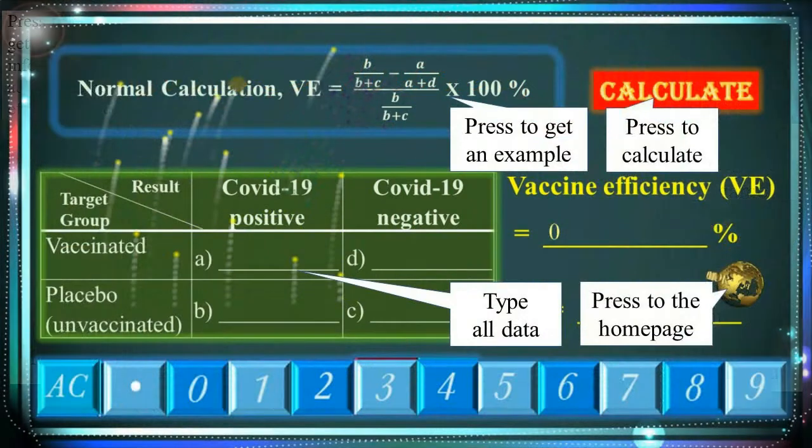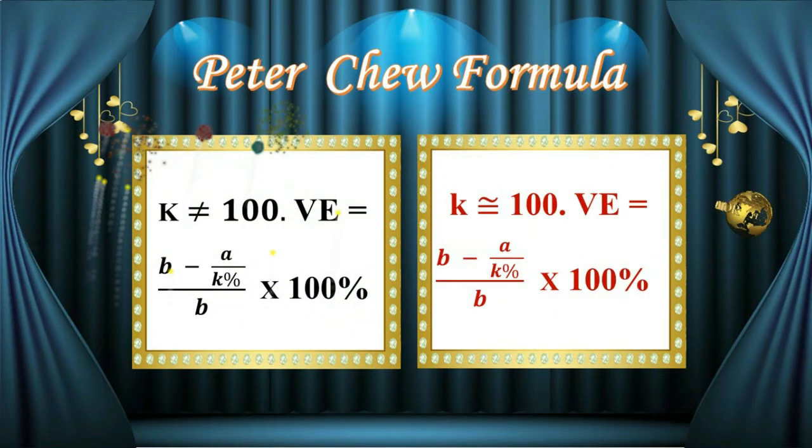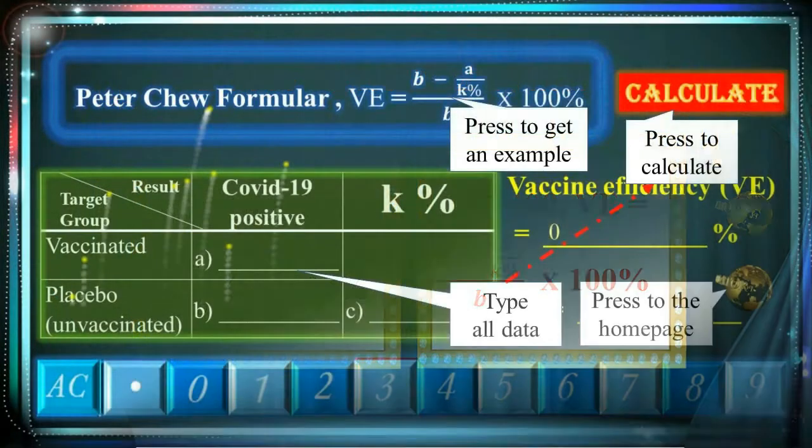For the normal calculation page, press the title to get an example. Press the PCET calculator logo to go to the homepage. After typing all data, press calculate. For the PCET formula page for calculating the efficiency of the COVID-19 vaccine, press the PCET calculator logo to go to the homepage. For the PCET formula page for calculating the efficiency of the COVID-19 vaccine, K does not equal 100.